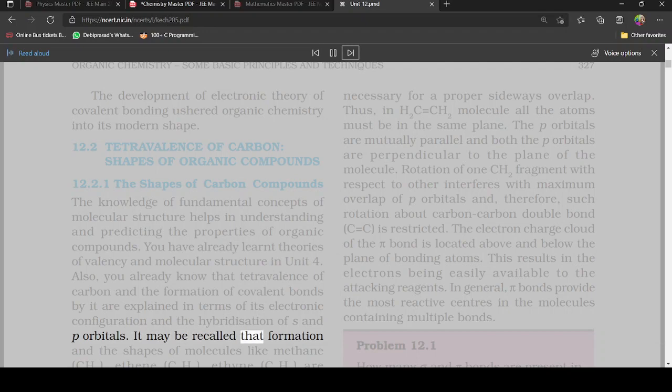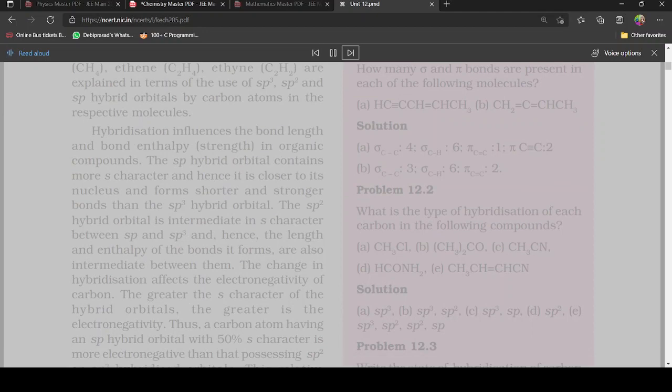It may be recalled that formation and the shapes of molecules like methane, CH4, ethene, C2H4, ethyne, C2H2, are explained in terms of the use of sp3, sp2 and sp hybrid orbitals by carbon atoms in the respective molecules. Hybridization influences the bond length and bond enthalpy, strength, in organic compounds. The sp hybrid orbital contains more s character, and hence it is closer to its nucleus and forms shorter and stronger bonds than the sp3 hybrid orbital.